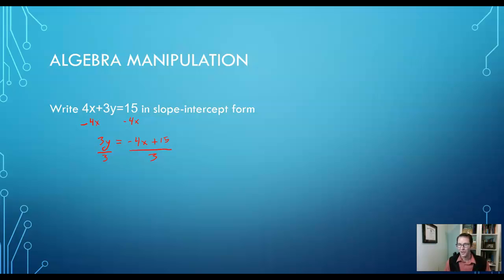Now remember, when you divide a polynomial by a number, or divide anything by a number, you divide everything in the numerator. So this is y equals negative 4/3 x plus 5. And now I've written this in slope-intercept form.